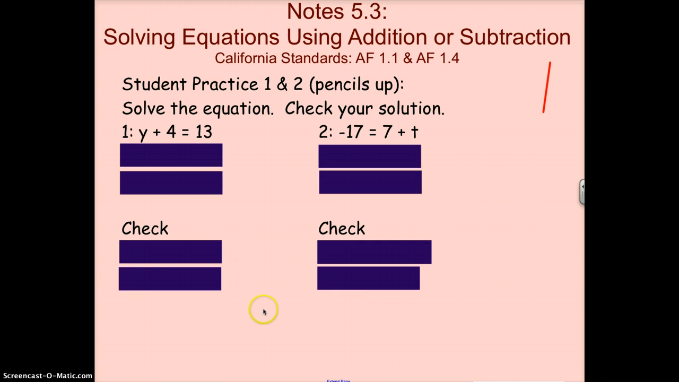Okay, so I'd like you to go ahead and try these out, solve the equations, and check your solutions. Okay, let's check and see how you did.